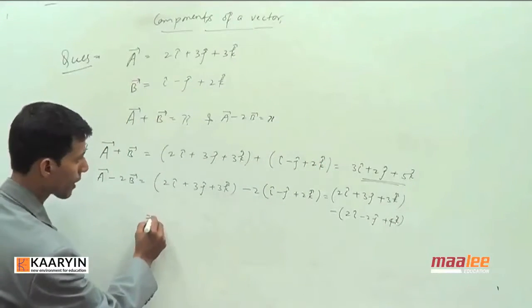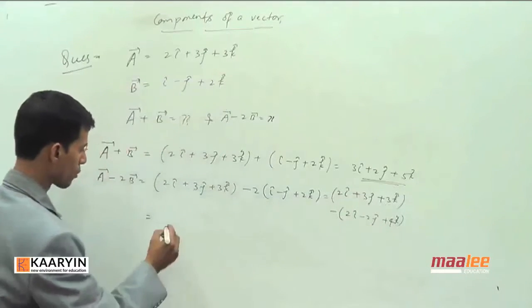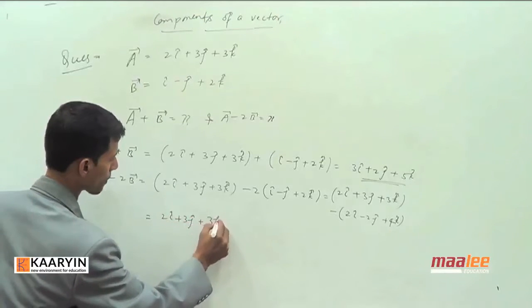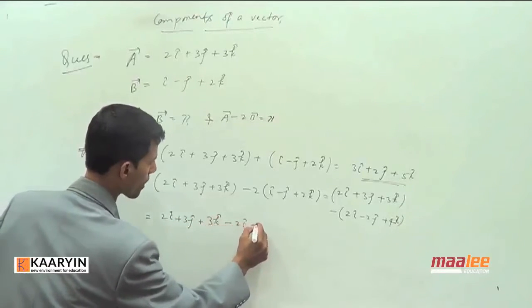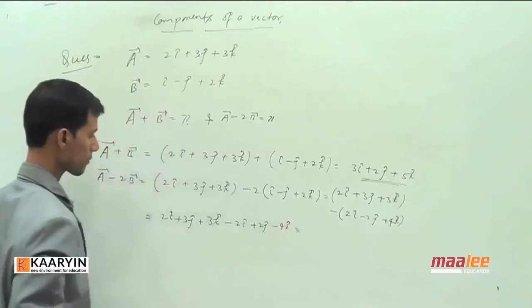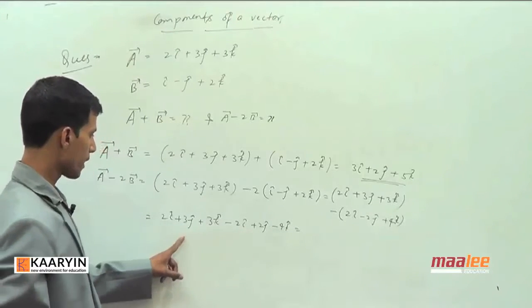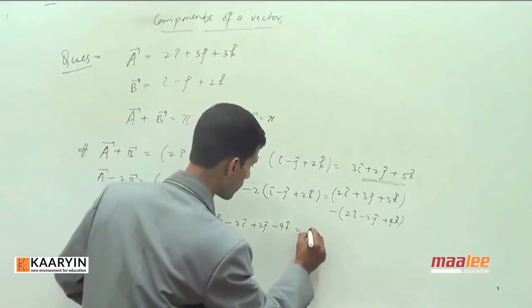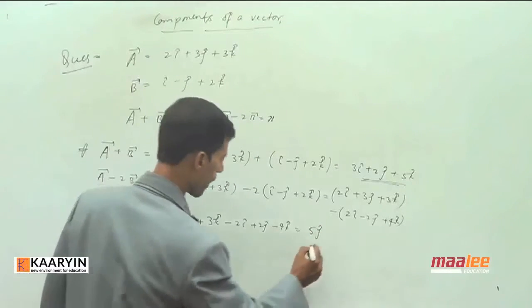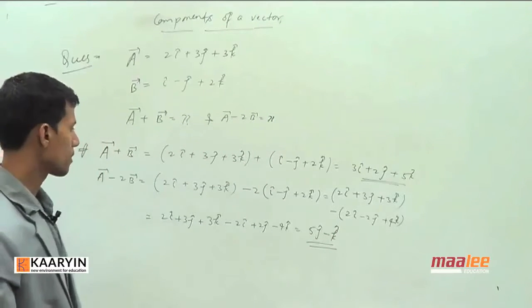Now I will subtract i with i, j with j and k with k. So it becomes 2i plus 3j plus 3k minus 2i plus 2j minus 4k. So i with i subtracts to 0i, 3 plus 2 becomes 5j, and 3 and minus 4 becomes minus k. So this becomes a minus 2b.